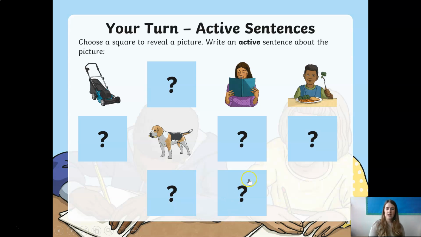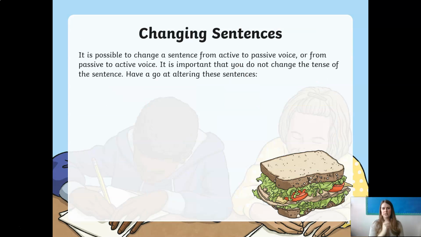Okay. Let's have a look at this one down here. Oh, we've got two children that look like they're playing a card game. Okay. Pause the video. Can you write an active sentence about this picture? Okay, so I might say this could be Sarah and Damien. Sarah and Damien were playing a card game. Okay. Passive, it would be the card game was being played by Sarah and Damien. Okay. Right, let's move on to the next one then.